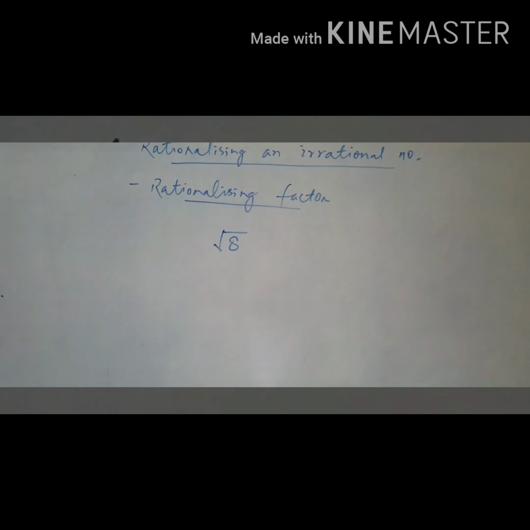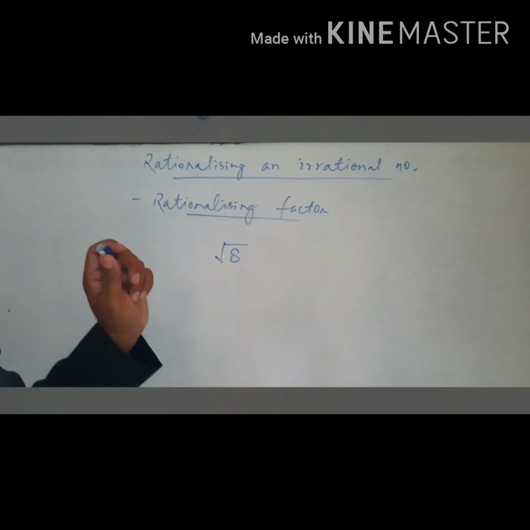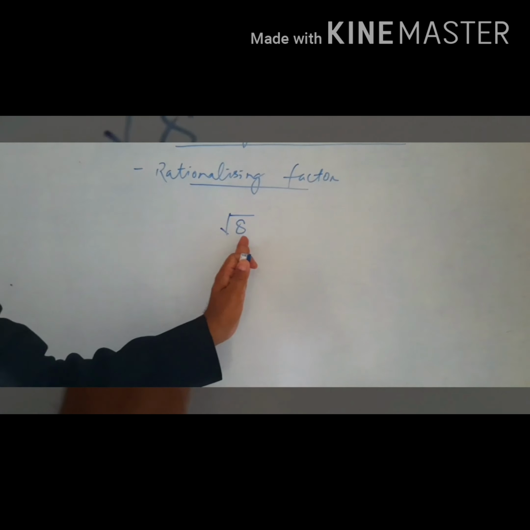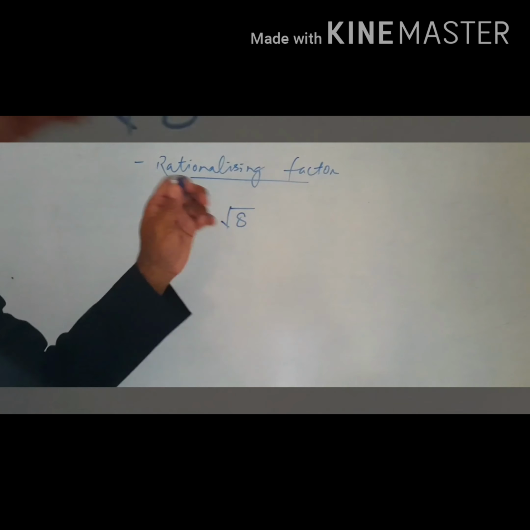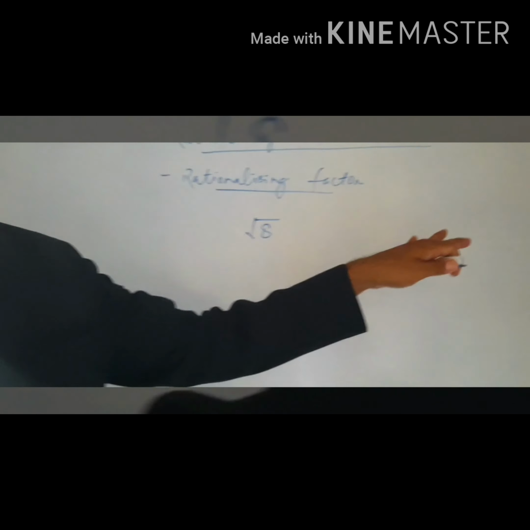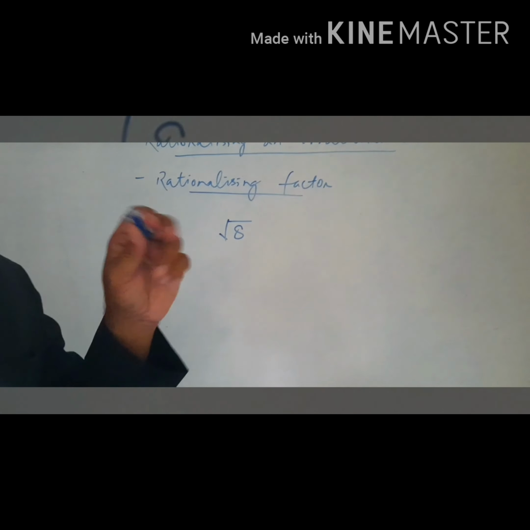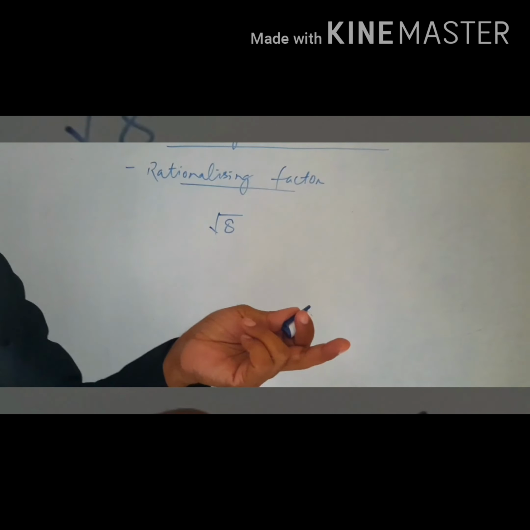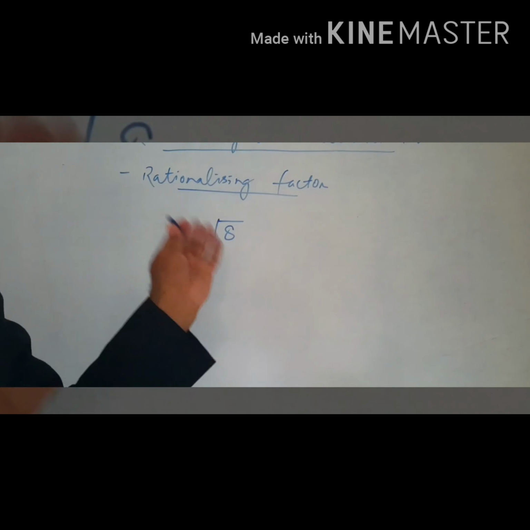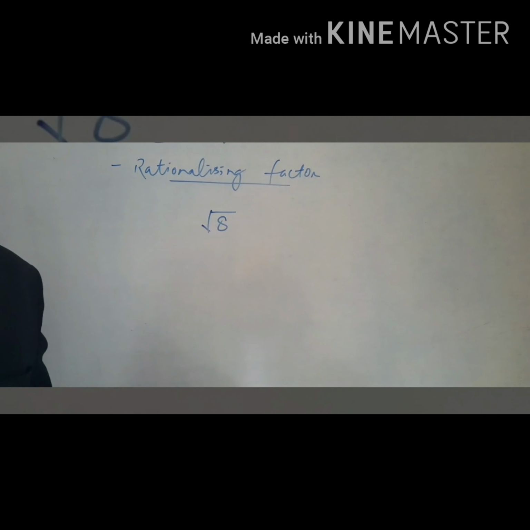a rationalizing factor. Suppose consider root 8, an irrational number. Now its rationalizing factor is such an irrational number which is multiplied with this and the product comes rational. That means when the product of two irrational numbers gives a rational number, then either the first or the second is called the rationalizing factor of the other.